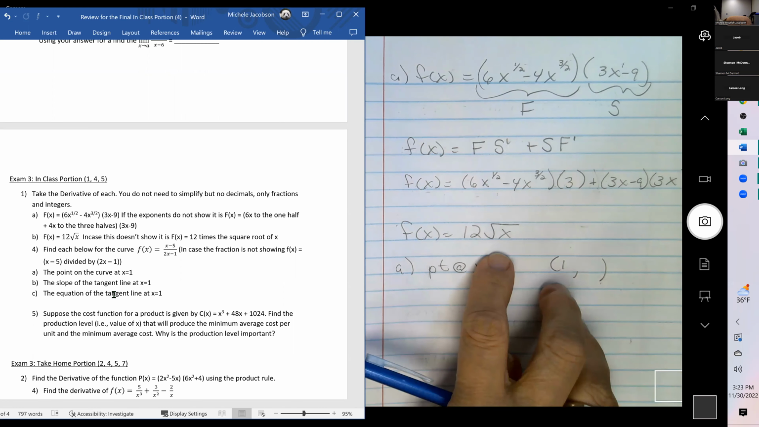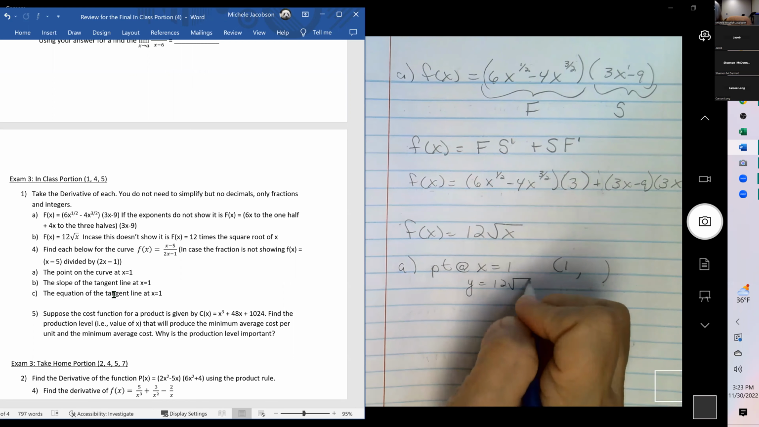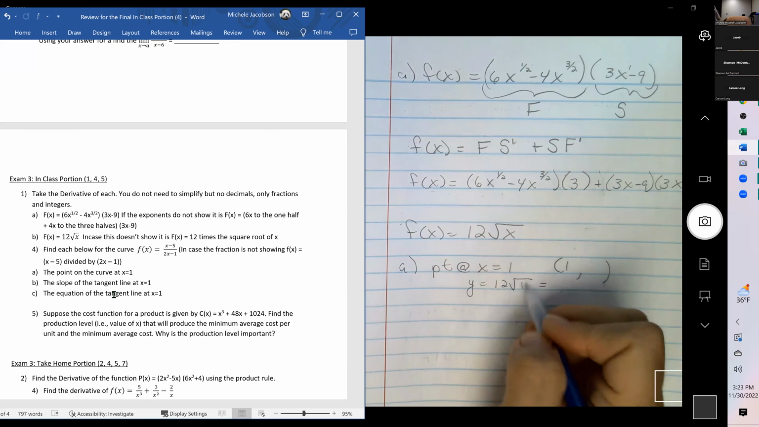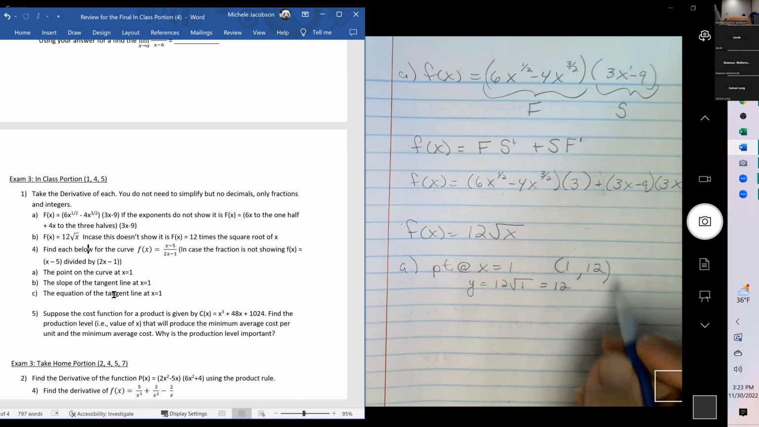We just plug it in. 12 square root of 1. Square root of 1 is 1 times 12 is 12. So that's our point.